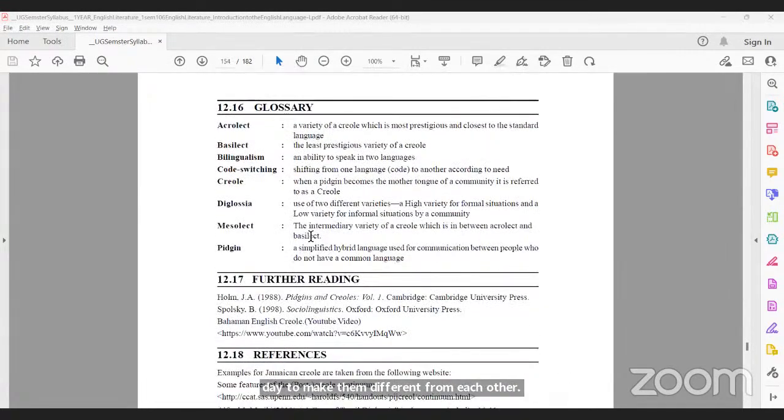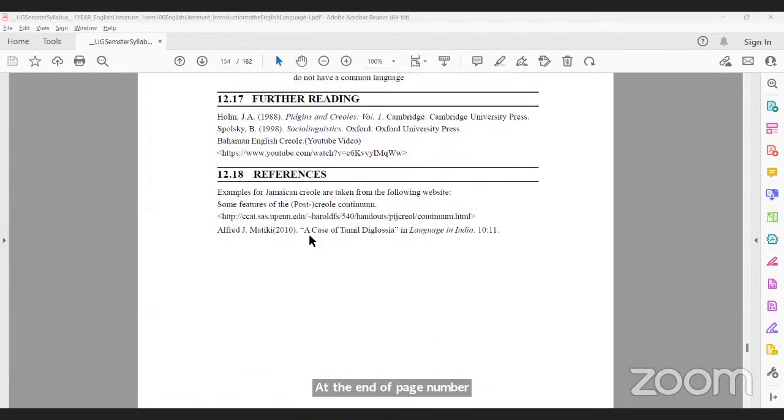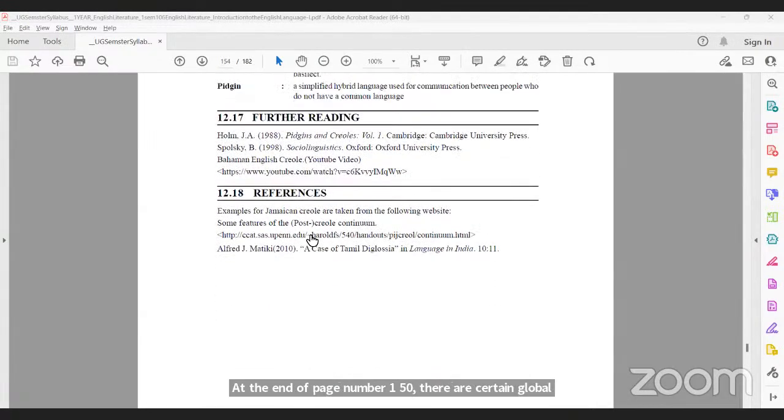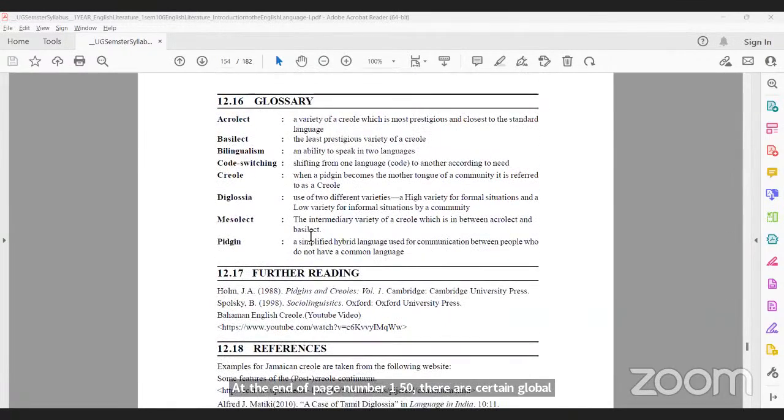At the end of page number 150, there are certain glossaries given, like aerolect, a variety of Creole which is most prestigious and closer to the standard language, is called aerolect. Basilect, the less prestigious variety of Creole. Bilingualism, I know you know, right? An ability to speak in two languages. Code switching, shifting from one language to another according to need.